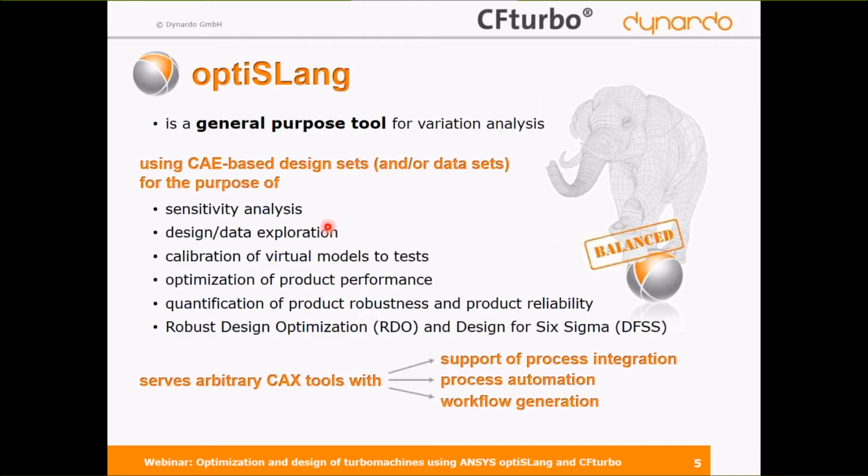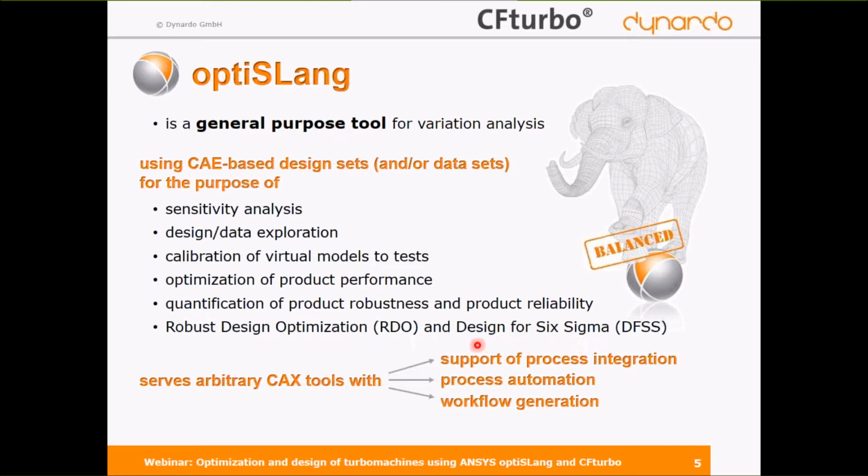optiSLang is a general purpose tool for variation analysis. That means you can use your CAE-based data to do variation analysis, to do design exploration or data exploration. You can calibrate your virtual model versus real test data. Of course, you can do optimization of your product. You can also quantify the product robustness and the reliability. And putting optimization and robustness together means then to do a robust design optimization and design for Six Sigma.